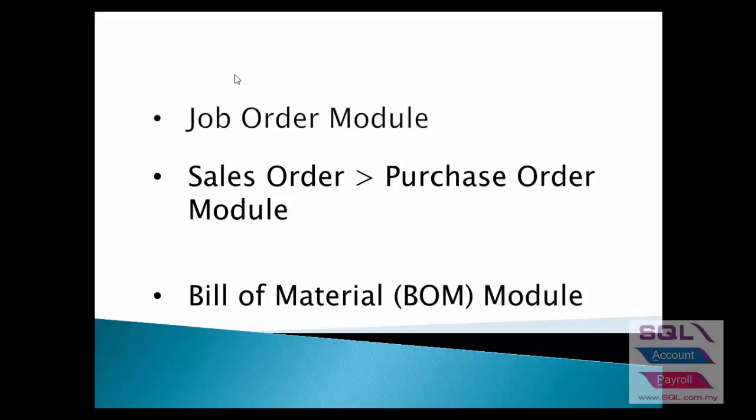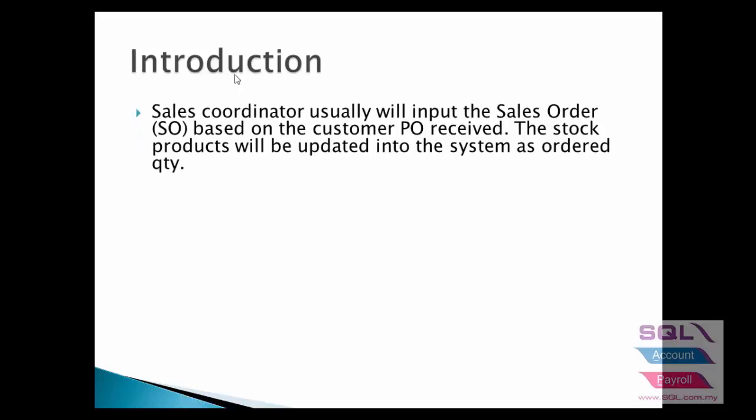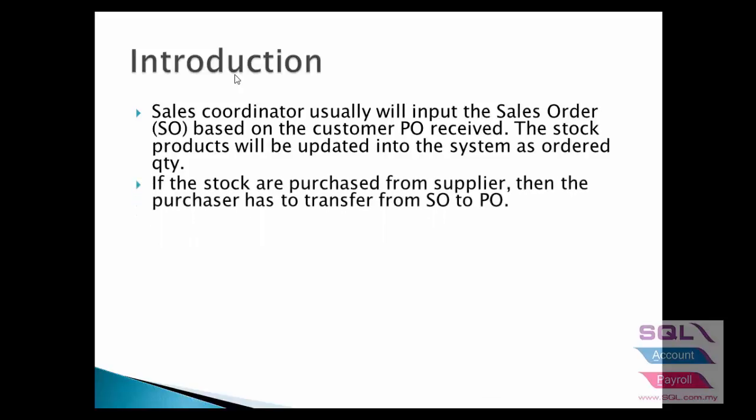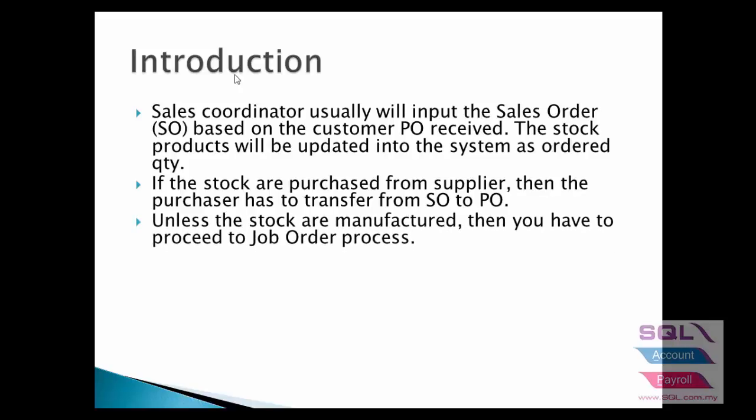Today, we'll be sharing on job order module, sales order to purchase order module, and bill of material module. A sales coordinator usually will input the sales order based on the customer purchase order received. The stock product will be updated into the system as ordered quantity. If the stock are purchased from supplier, then the purchaser has to transfer from sales order to purchase order. Unless the stock are manufactured, then you have to proceed to job order process.